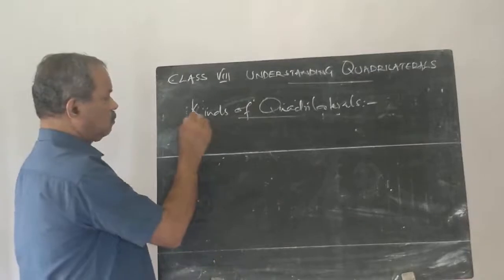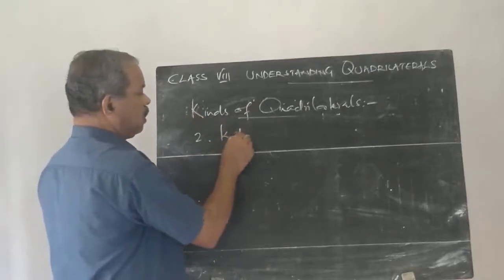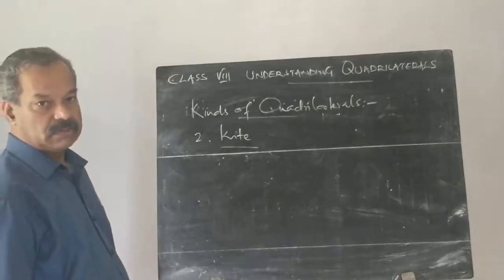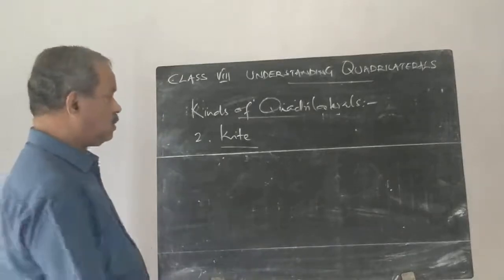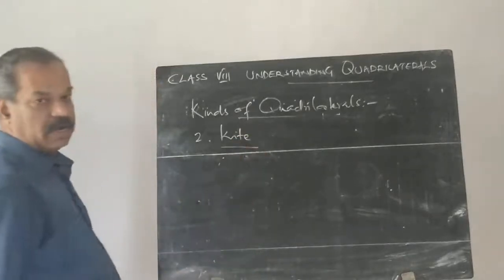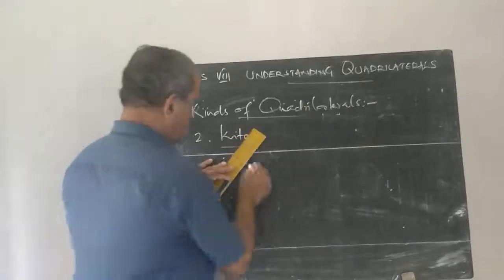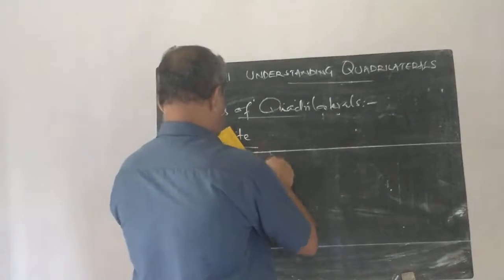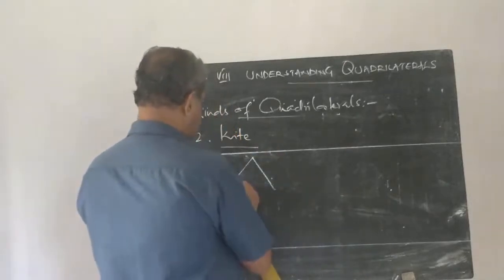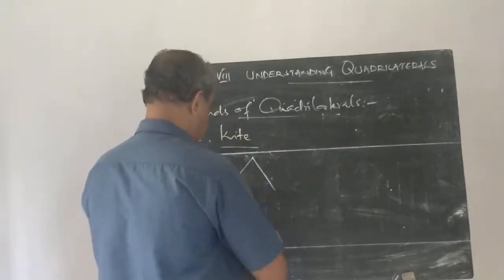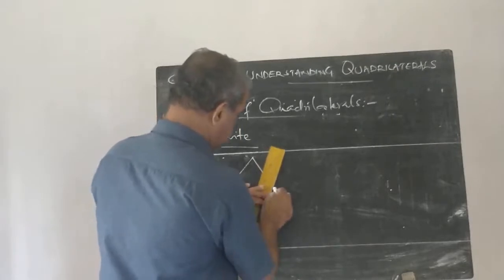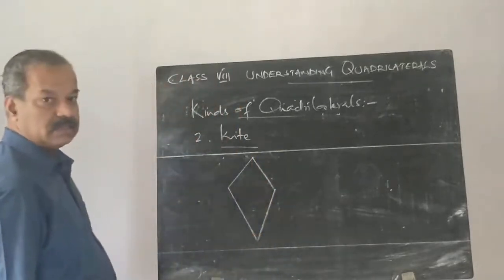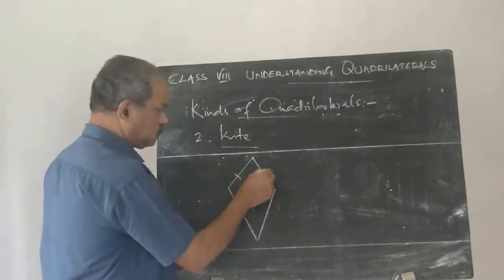Second one, kite. Kite is also a quadrilateral, a four-sided polygon. Kite is a special type of quadrilateral in which adjacent sides are equal. Adjacent sides are equal in length. How can you mark equal lines? Equal. This symbol.